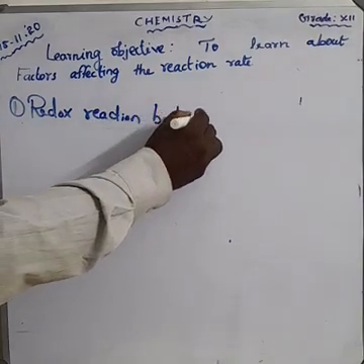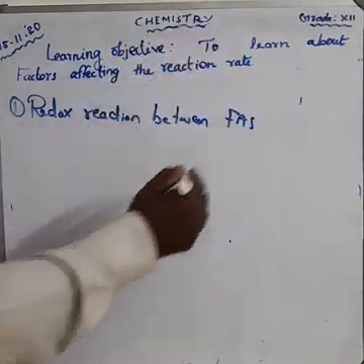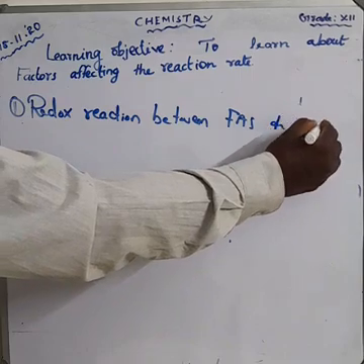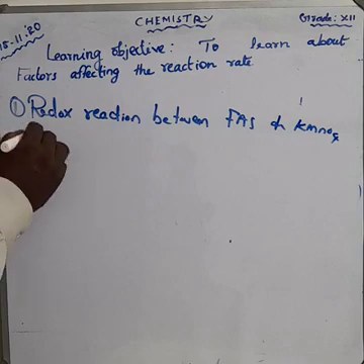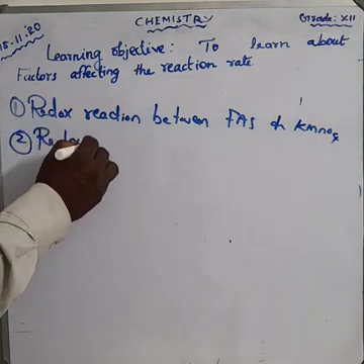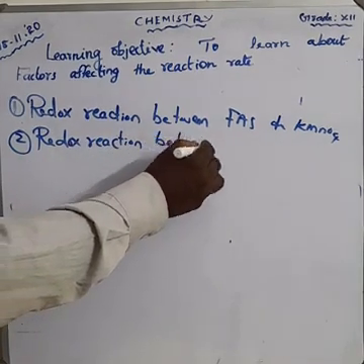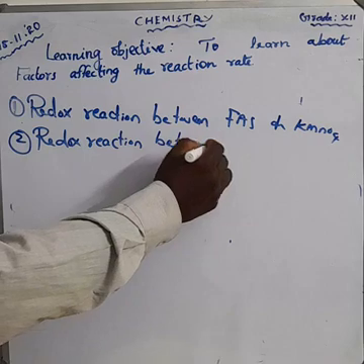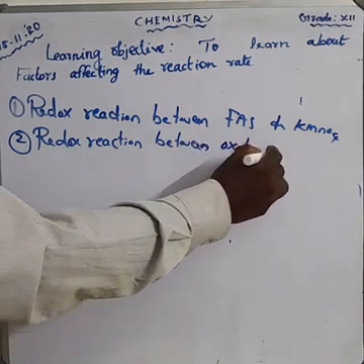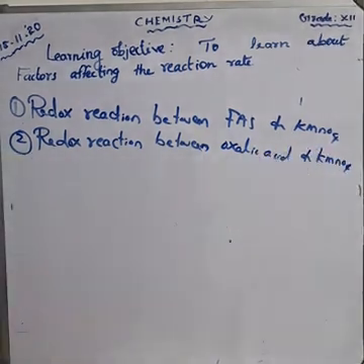We can discuss the redox reaction between ferrous ammonium sulfate, FAS, and KMnO4, that is potassium permanganate. One more redox reaction is between oxalic acid and KMnO4.